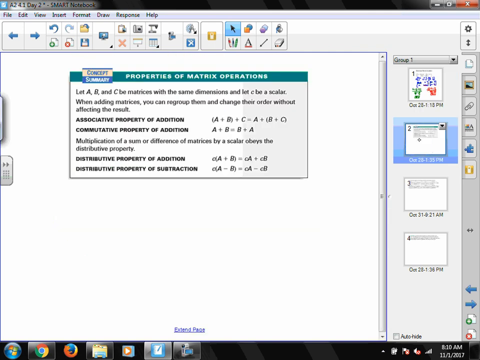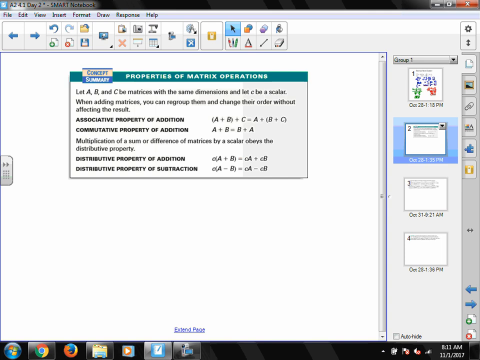A couple properties of these matrix operations. We've talked about all of these properties as they pertain to real numbers, but now we're going to talk about them dealing with matrix operations. So your associative property of addition says if you're adding three numbers and you put parentheses around two of them, it doesn't matter where you put those parentheses, whether you put them around A plus B or B plus C, you're going to get the same answer. Those are going to be equal to each other.